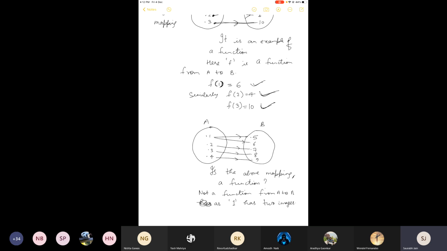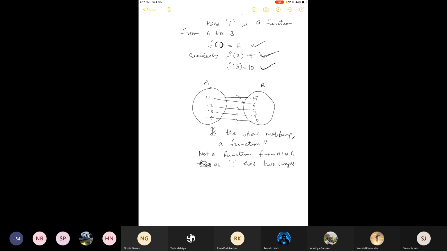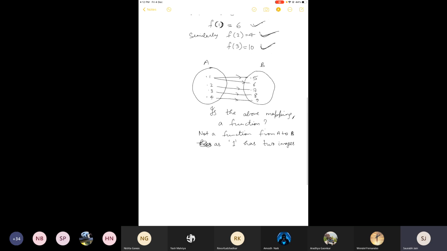Let us take another example. Think before you give the answer. Okay, what about this one? Is this a function? Think and then only answer.